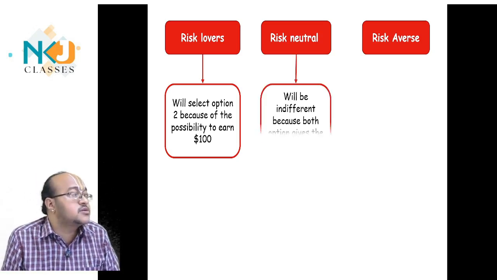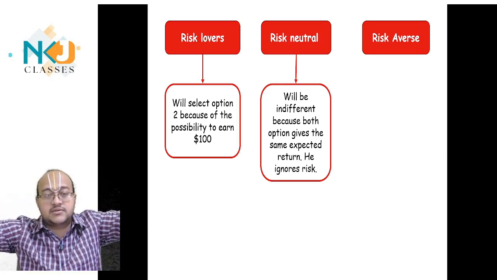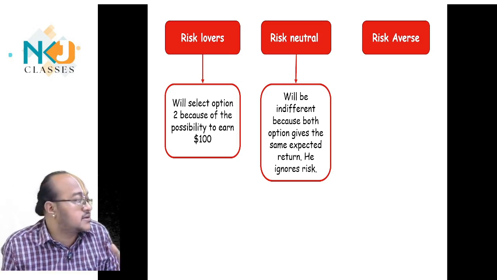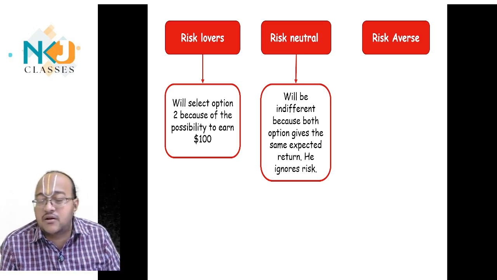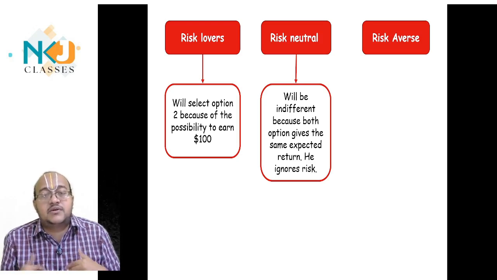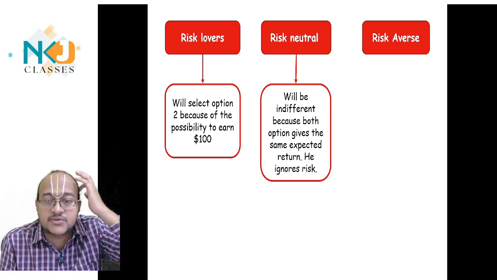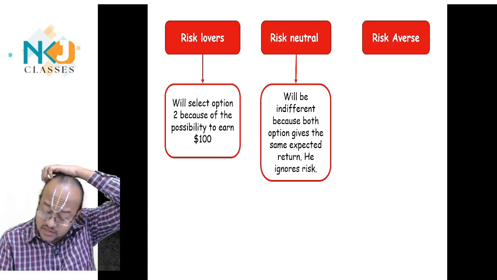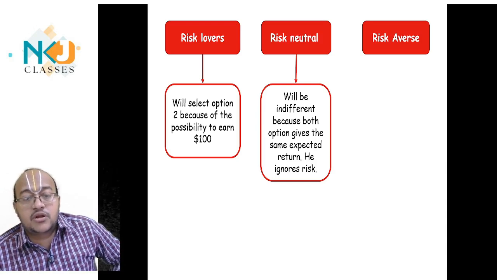Then there is risk neutral. A risk neutral person is like a sannyasi. He will never think about anything, he will simply ignore risk and never consider it. He will only select whichever gives the same expected return. He is indifferent, which means he may select option 1 or option 2. Expected return is 50, that is enough, I am not bothered about risk at all. This we already studied in derivatives: risk neutral probability, the risk neutral model, the binomial model.